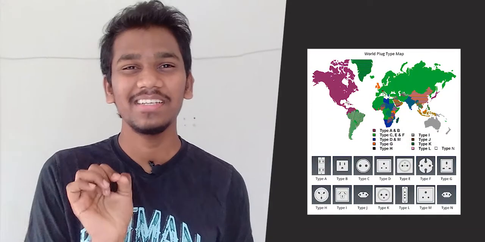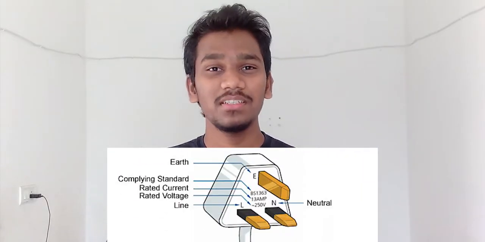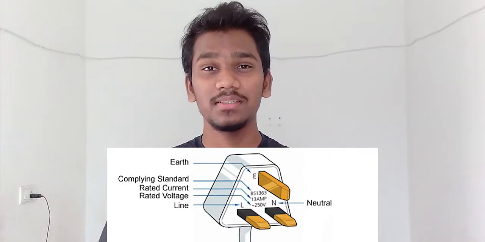Whenever we talk about power, we think about the plug and socket. The socket differs from country to country, but the functionality is the same everywhere in the world. There are three connections in a socket. The first one is phase, the second one is neutral, and the third one is earth.